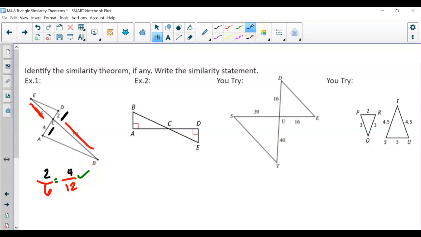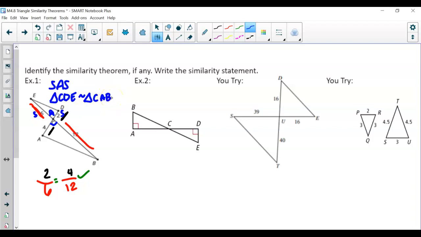Now, that's only two of them though. We don't have the third, so we can't say SSS. However, do we have an including angle? Yes, because we have vertical angles, and vertical angles are always congruent. So we have two proportional sides with the angle between. So yes, we have SAS, which means that triangle CDE is similar to triangle CAB.